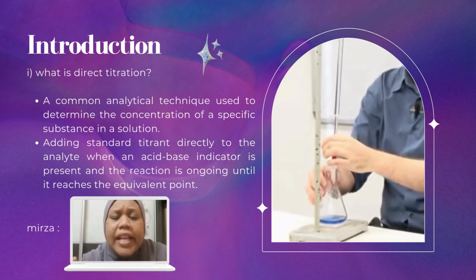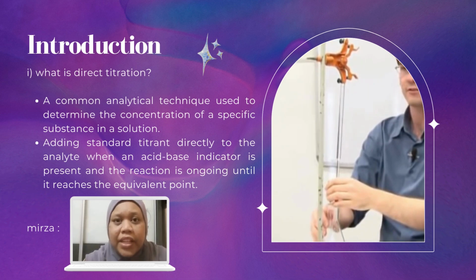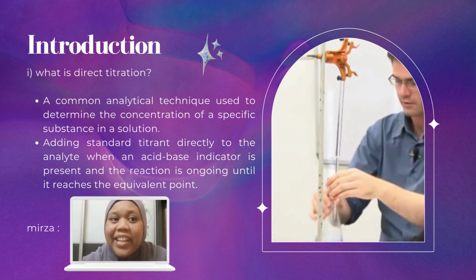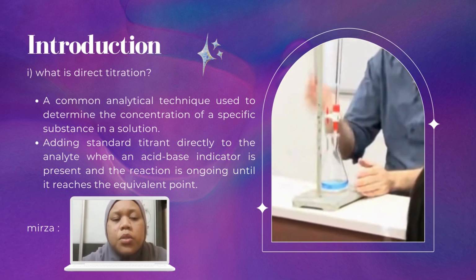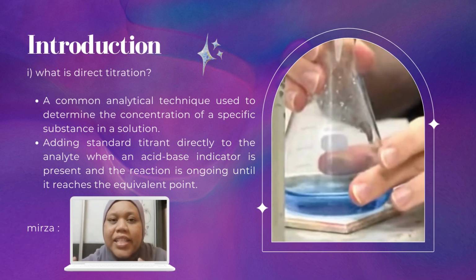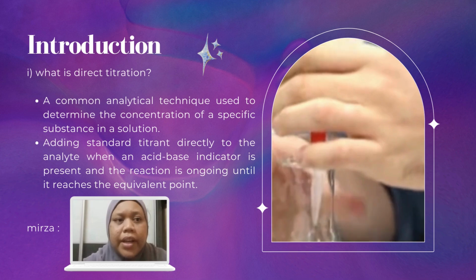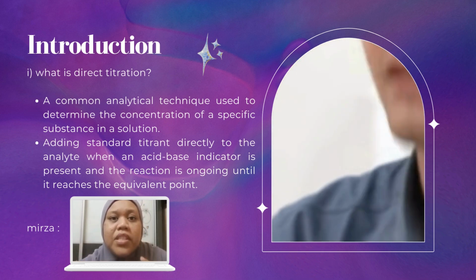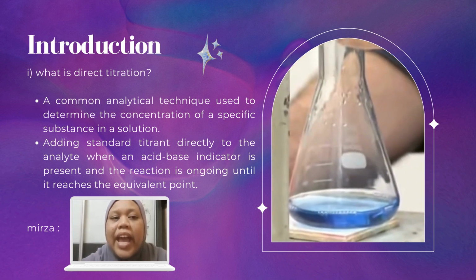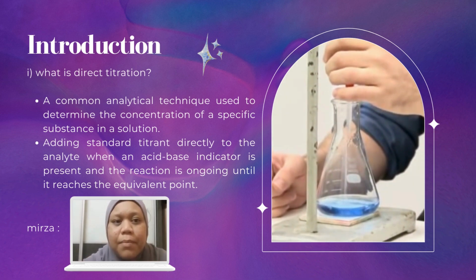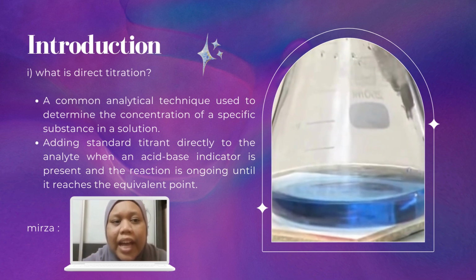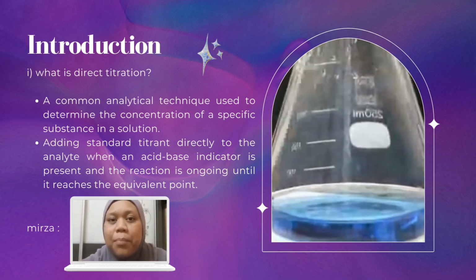Before that, I will explain a little bit about the technique that we use, which is direct titration. What is direct titration? Direct titration, also known as direct titrimetry, is a common analytical technique used to determine the concentration of a specific substance in a solution. It involves adding standard titrant directly to the analyte when an acid-base indicator is present, and the reaction continues until it reaches the equivalence point.